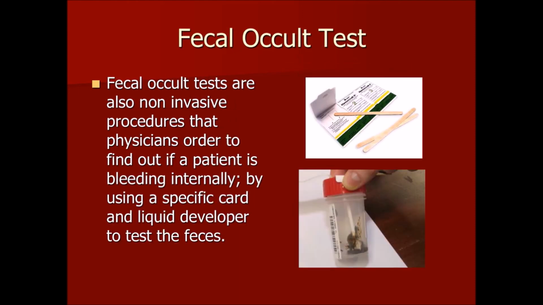Fecal occult testing. Now, these fecal occult tests are also non-invasive procedures, like urine, that physicians order to find out if a patient is bleeding internally by using a specific card and a liquid developer to test the feces. Now, these you might be collecting at a lab or at a hospital. You might be handing them out, and again, giving instructions on how to use them properly. This is part of the job of a phlebotomist, fecal occult test.